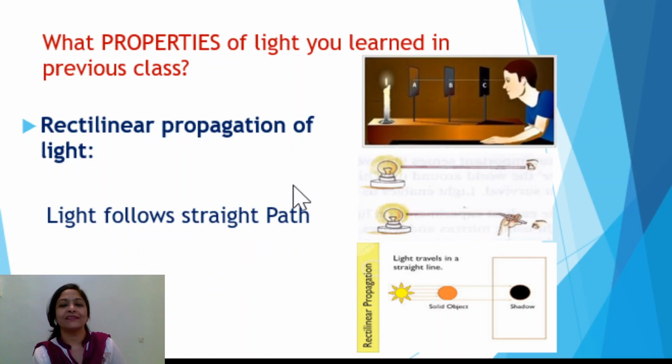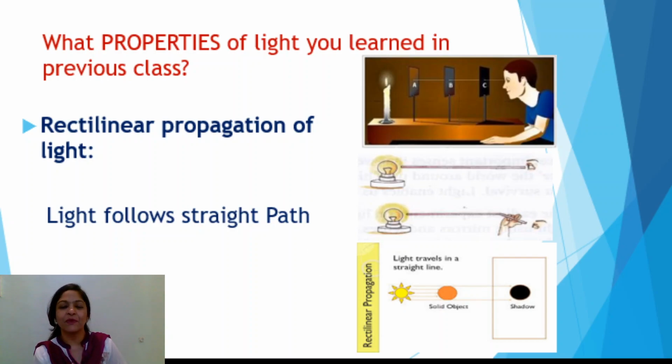Now, due to this rectilinear propagation of light, the formation of shadow is possible. You can see here in the diagram, if an obstacle is placed between the path of light and the screen, then a shadow is formed there on the screen. So this is all about the rectilinear propagation of light.